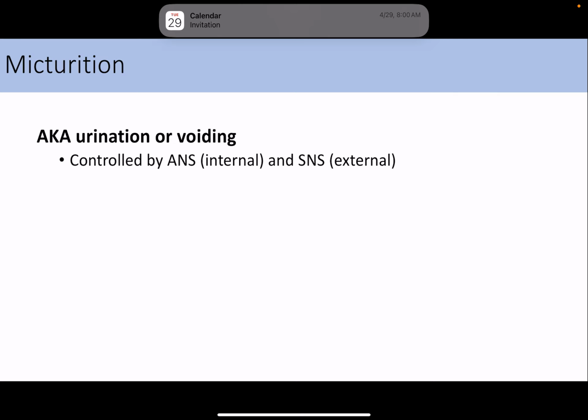All right. Micturition. So make sure you know diuresis is the forming of urine, while micturition is urinating or voiding. And like we just said, the ANS is going to control your internal urethral sphincter. Your somatic nervous system is going to control your external. So what kind of muscle makes your internal urethral sphincter? And then what about for your external? Skeletal.